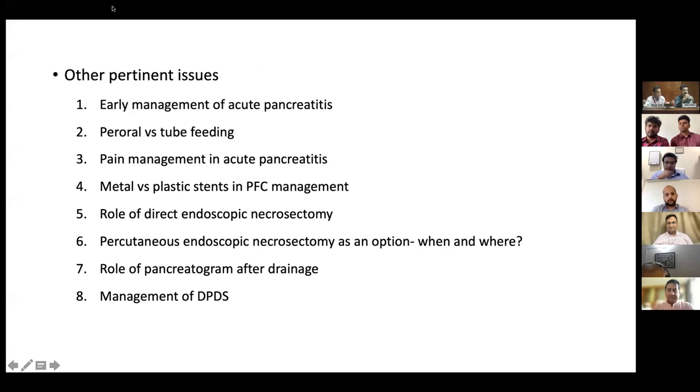I think there is no data to suggest that there is any role of antioxidants for pain management in acute pancreatitis. Definitely there is some data for chronic, yes, sir. But not for acute.